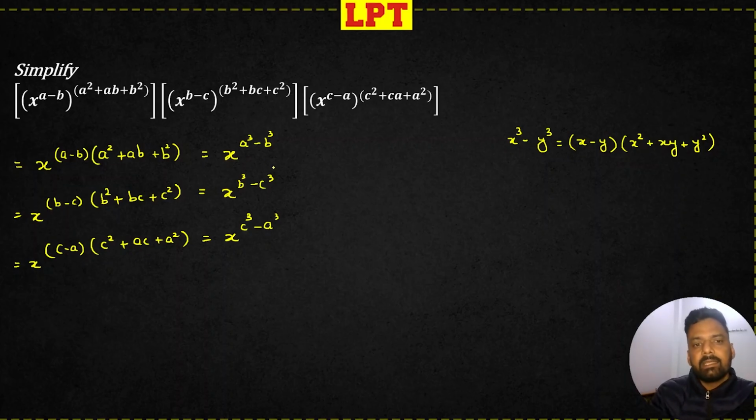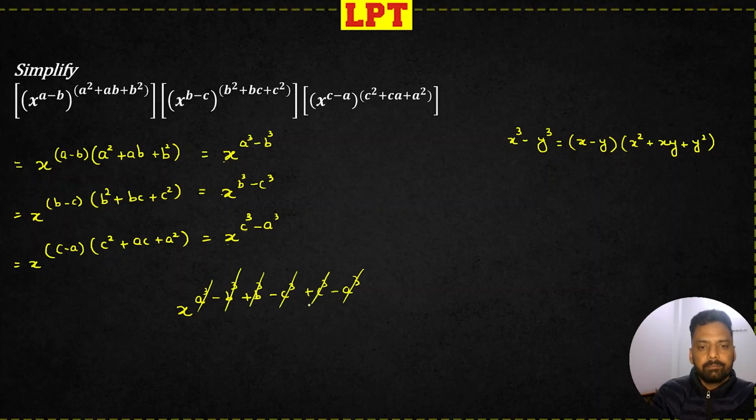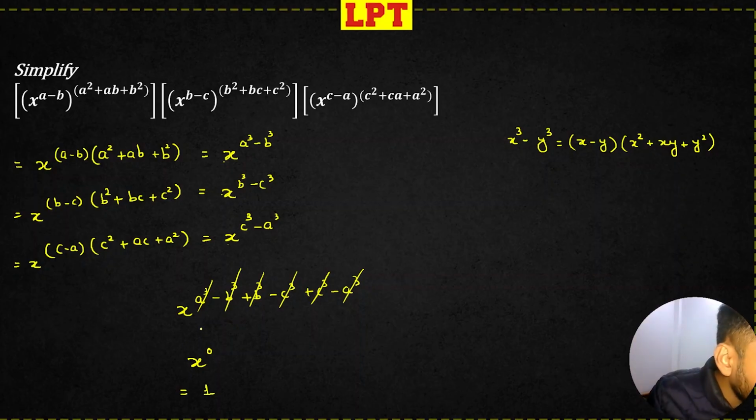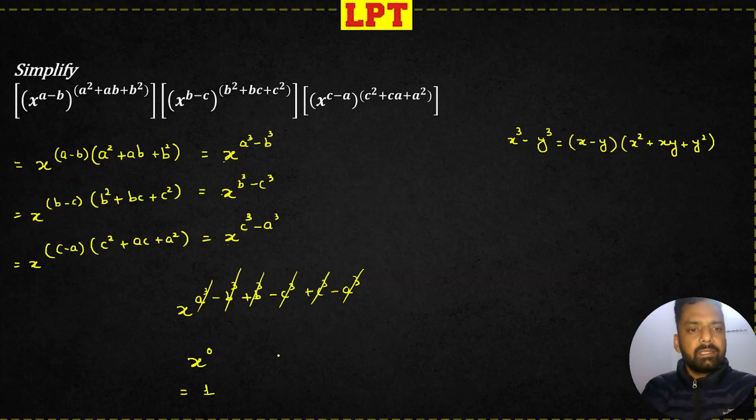Now since these three are in multiplication, and since the base is the same, I can directly add the powers: a cube minus b cube plus b cube minus c cube plus c cube minus a cube. Now see the powers, all the powers will be cancelled. Finally, the value is coming out to be x to the power 0, and any number raised to the power 0 can be simply written as 1.